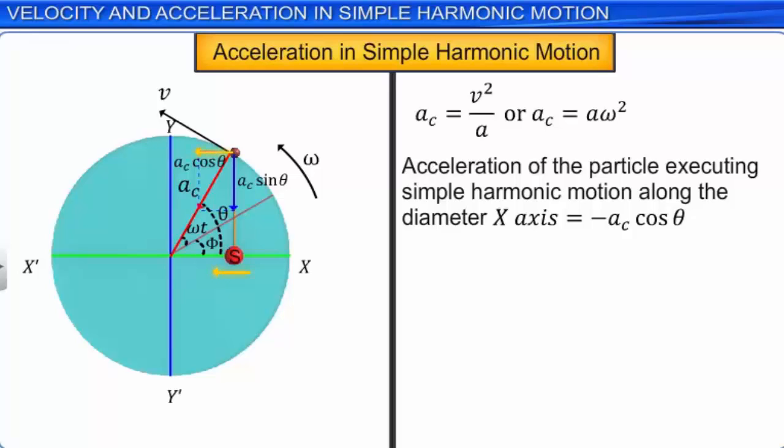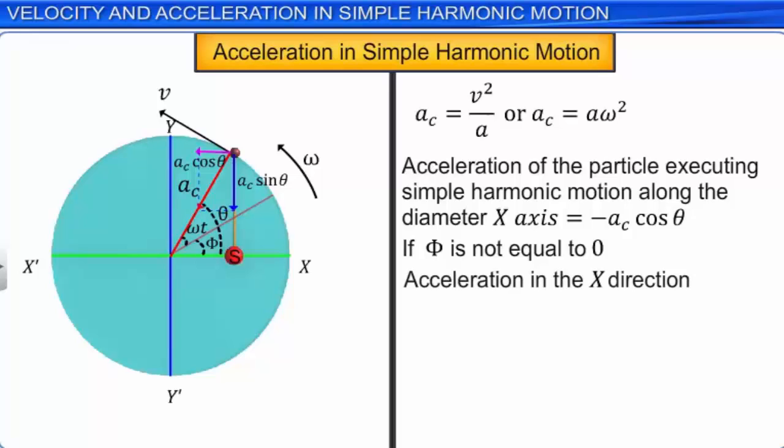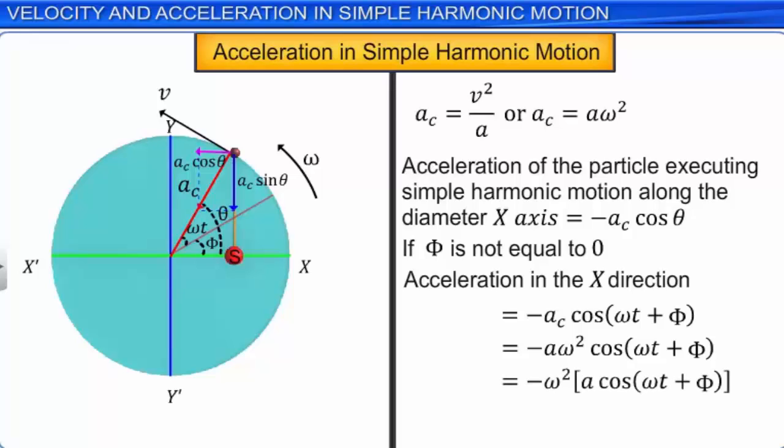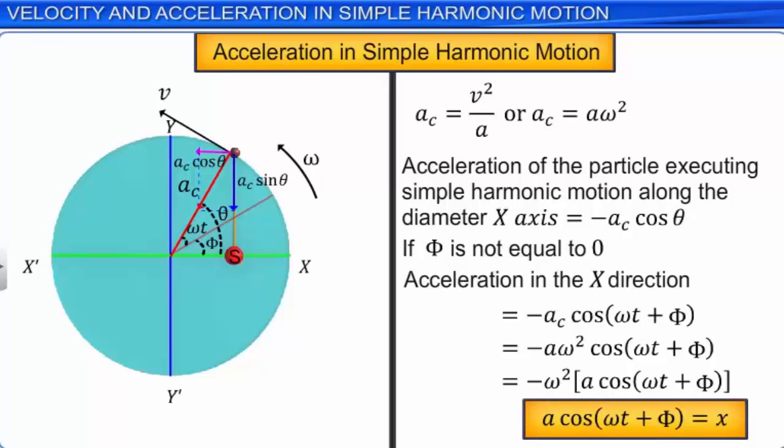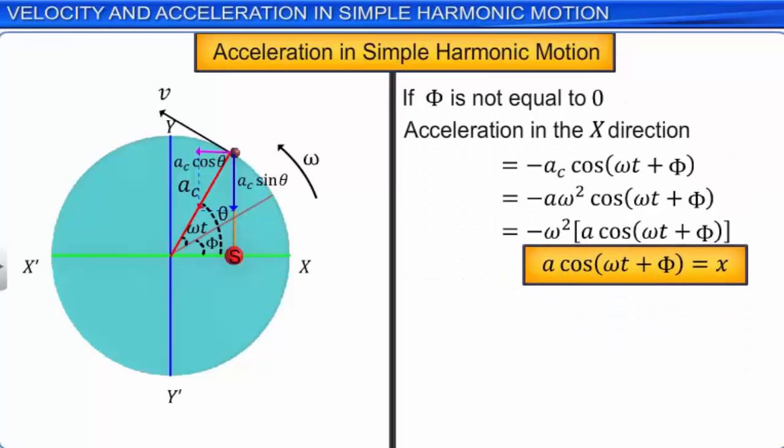If the initial phase phi is not equal to 0, the acceleration of the projection in simple harmonic motion is equal to minus AC cos (omega t plus phi), which in turn can be written as minus a omega square cos (omega t plus phi). On rearranging, we get minus omega square into a cos (omega t plus phi). The quantity a cos (omega t plus phi) is the displacement x of the particle executing simple harmonic motion. Hence, the acceleration of the particle executing simple harmonic motion can be written in terms of its displacement as minus omega square x.